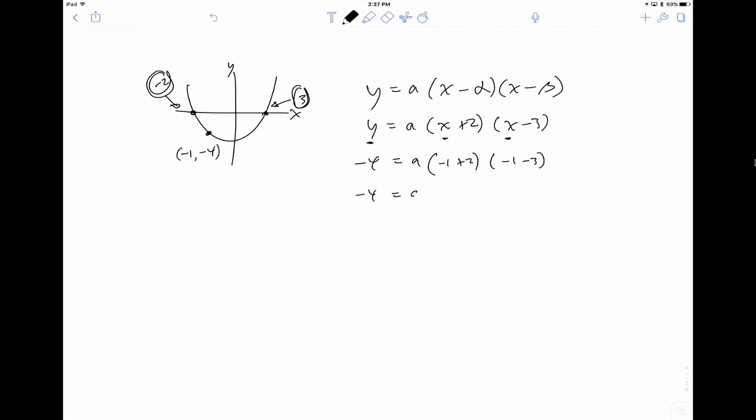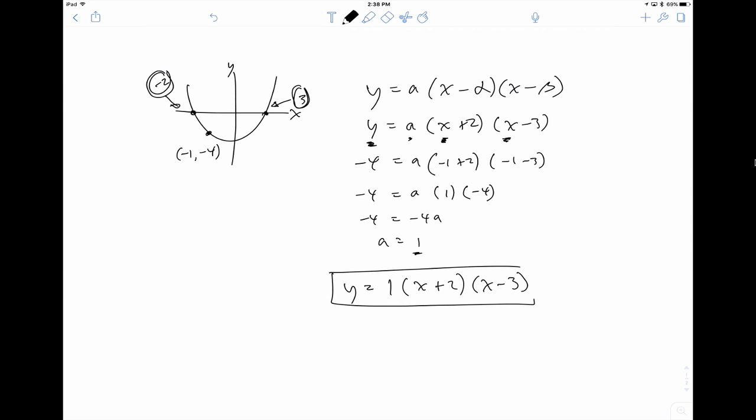Working algebraically through, a is going to be 1. Once we have our a of 1, then we've got everything that we need. We've already got a y, and we've already got an x. Now all we need is an a, and we've got it. So y equals 1 onto x plus 2 onto x minus 3. And that is the answer.